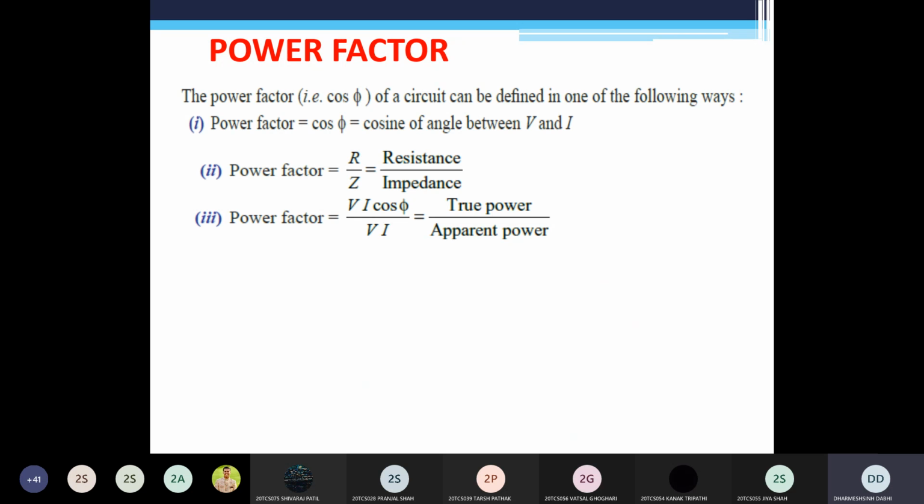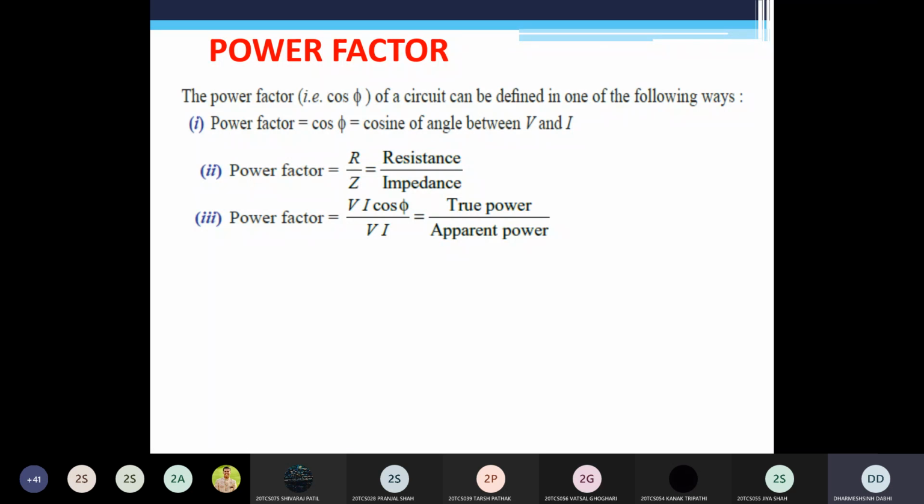One is R by Z. Clear? That we derived from the impedance triangle. Then another equation of power factor is true power divided by apparent power. Clear? So in an example, based on the given data, you can find out the power factor from any of these equations. If you know the R and Z, you can use this equation. If you know the active and reactive power, you can use this equation to calculate the value of power factor.